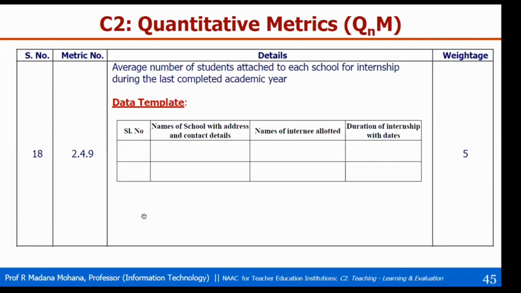Then next one is 2.4.9, which is related to average number of students attached to each school for internship during the last completed academic year, latest, which carries 5 points. The data template is name of the school with the address and contact details, names of internee allotted, and duration of internship with the dates. You can provide the details. So this is for latest completed academic year, latest year, 1 year enough.